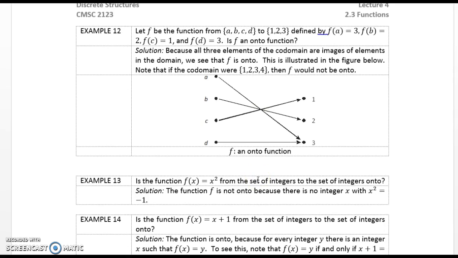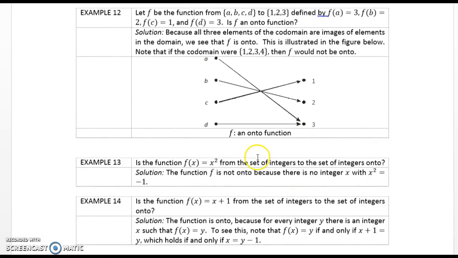Example 12. Let f be a function from {a, b, c, d} to {1, 2, 3} defined by f(a) = 3, f(b) = 2, f(c) = 1, and f(d) = 3. Is f an onto function? Solution: because all three elements of the codomain are images of elements in the domain, we see that f is onto. This is illustrated in the figure below. Notice that if the codomain were {1, 2, 3, 4}, f would not be onto.